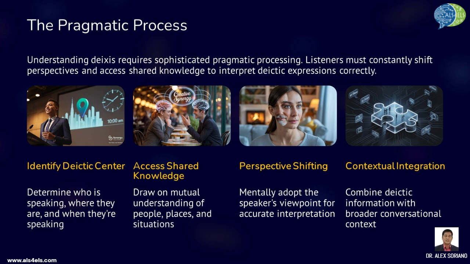Understanding deixis is a sophisticated pragmatic process. Our brains have to do several things very quickly. Identify the deictic center: we first figure out who is speaking, where they are, and when they are speaking. Access shared knowledge: we draw on our mutual understanding of the people, places, and situations involved. Perspective shifting: we mentally put ourselves in the speaker's shoes to accurately interpret what they are saying. Contextual integration: finally, we combine all this deictic information with the broader conversational context to get the full meaning.